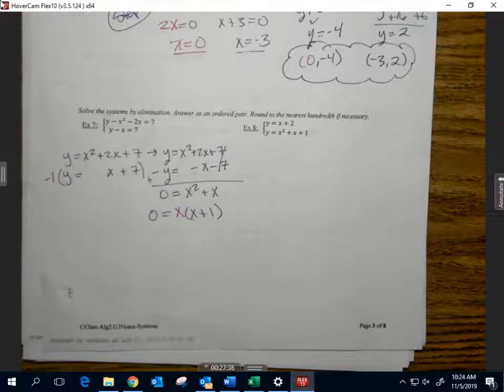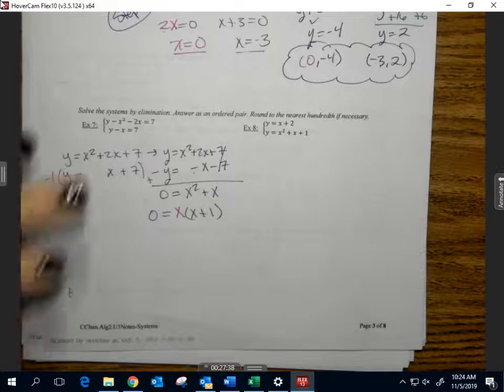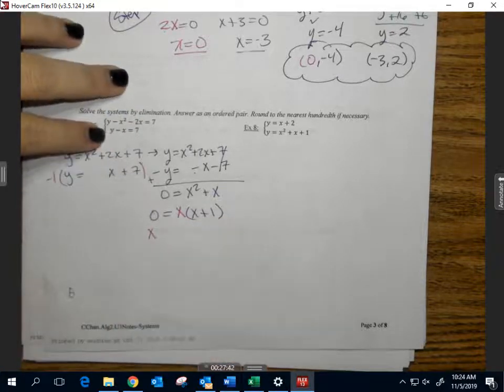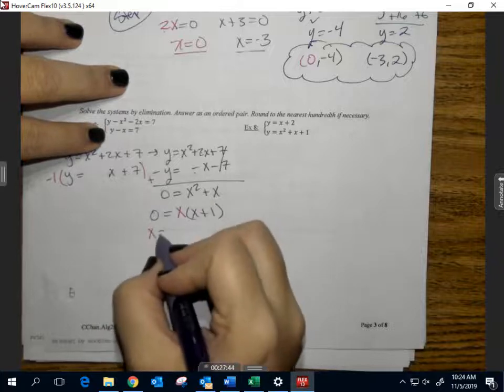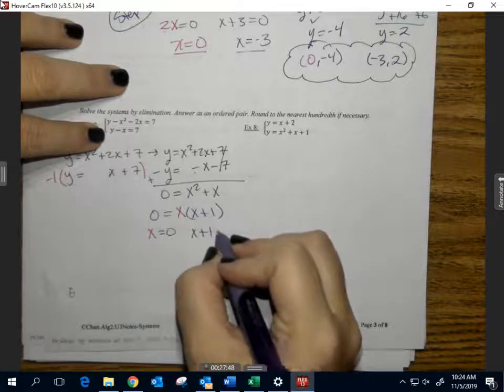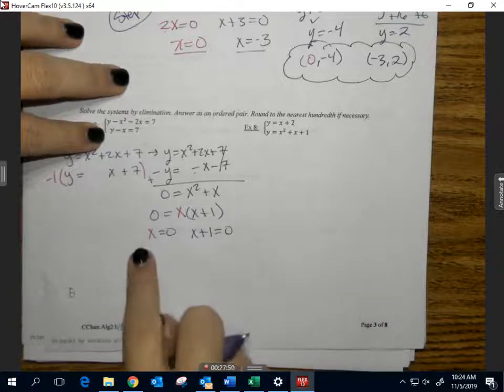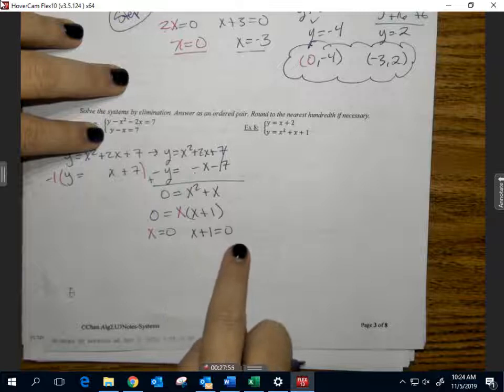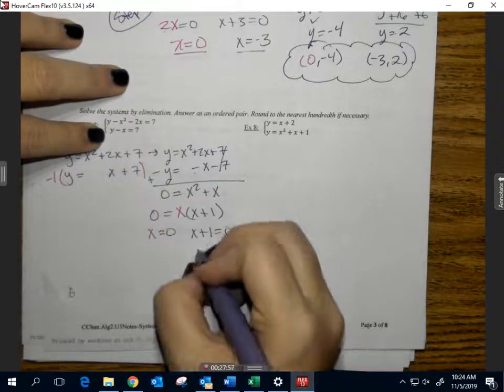So we have factored it, but now we got to solve it. So I'm going to set each of them equal to 0. So we have x equals 0, and the other one, x plus 1 equals 0. What does x have to equal?